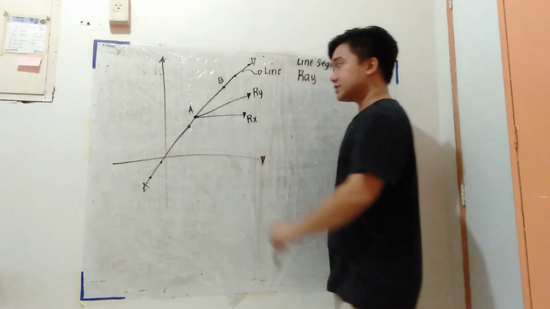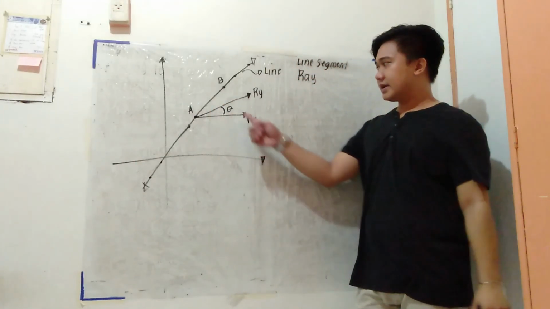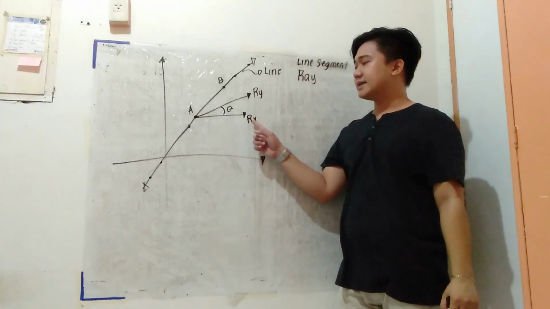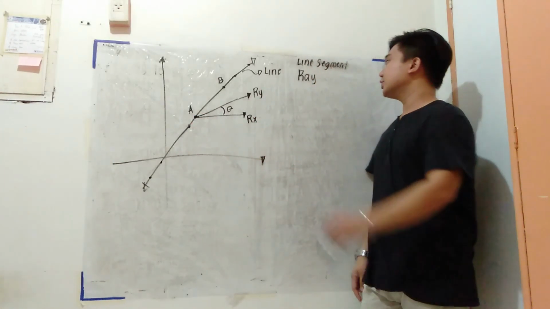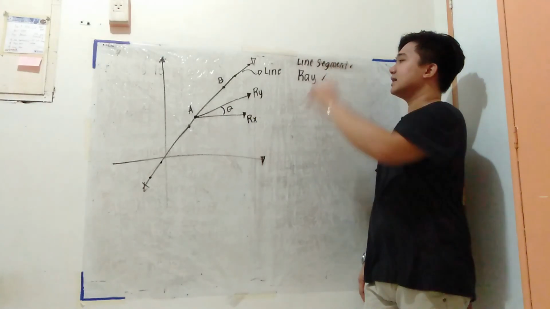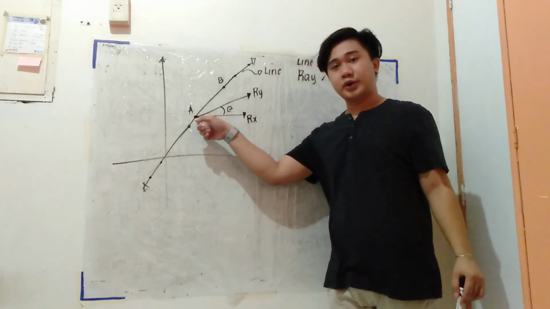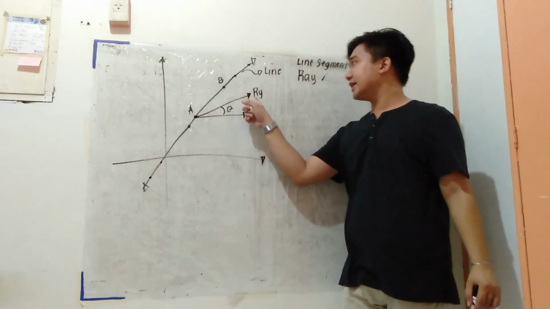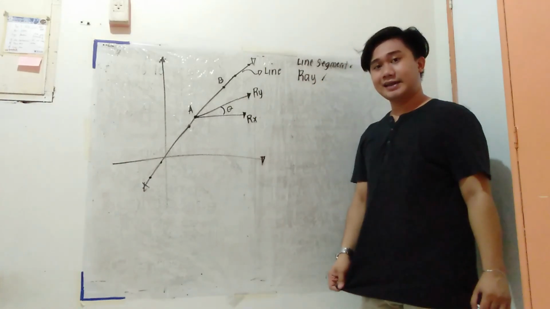Okay? So, as you can see, we have formed an angle. An angle is formed by two rays starting at a common point. So, that is the definition of a ray. It starts with a point, and when you extend it indefinitely, you will be able to form a ray.